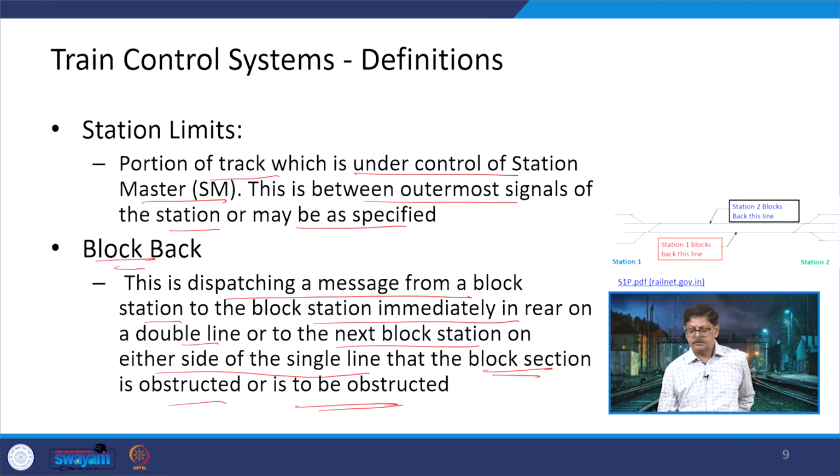So, what it says here, but you can see that if you are talking about the double line system here, station 2 blocks this line. Why station 2 blocks this line is that now the train is going to move from here. So, this is being blocked. Similarly, when the train is coming in this direction, then station 1 blocks here.